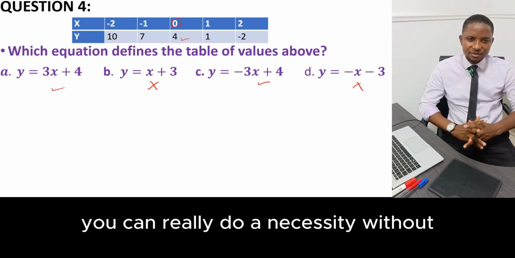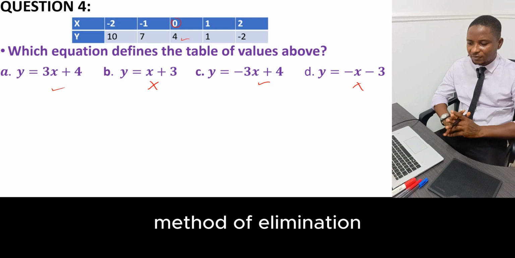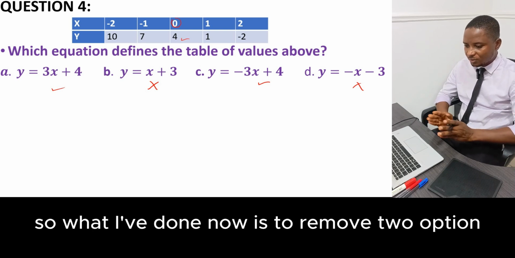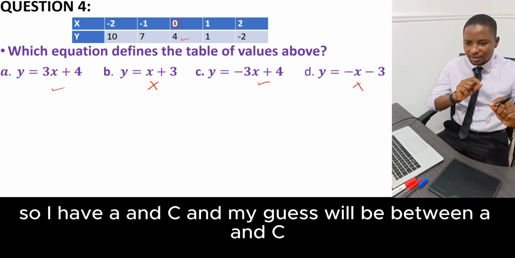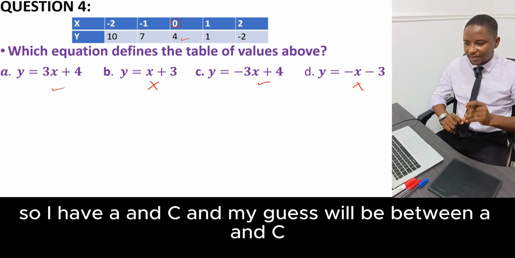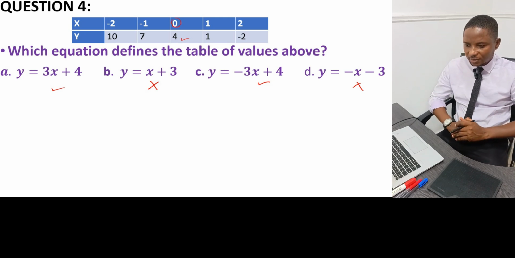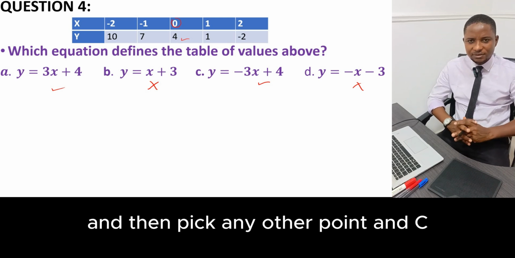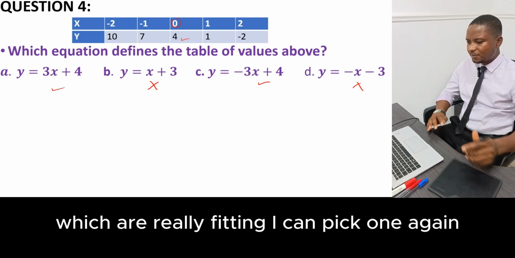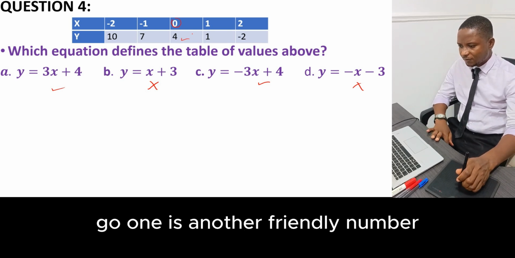You can't really do any necessity without learning the method of elimination. So what I've done now is to remove 2 options. So I have A and C, and my guess will be between A and C. Then pick any other point and see which one really fits in. I can pick 1 again because 1 is another friendly number.